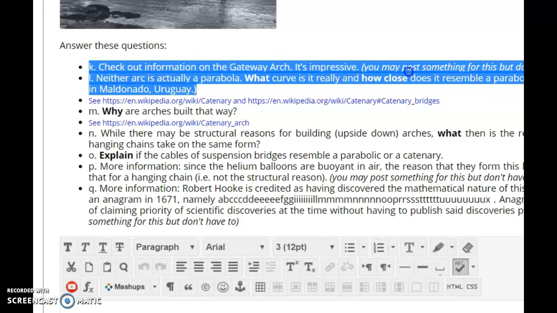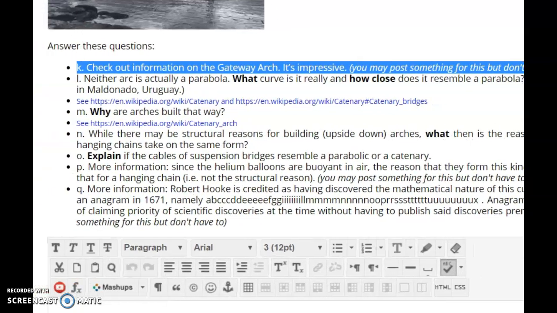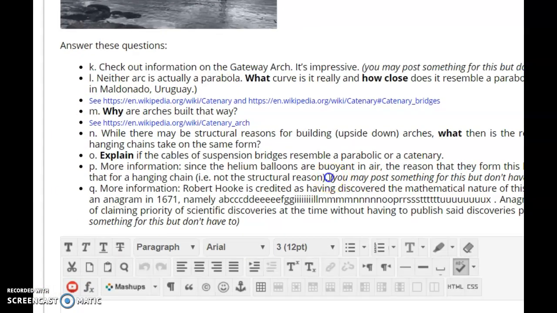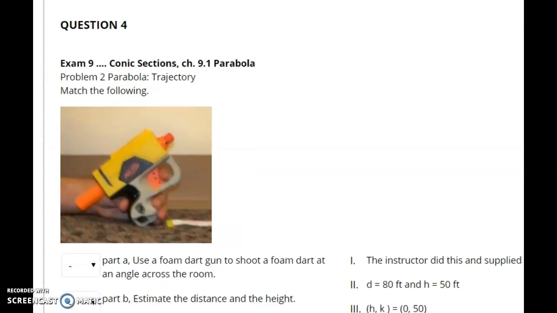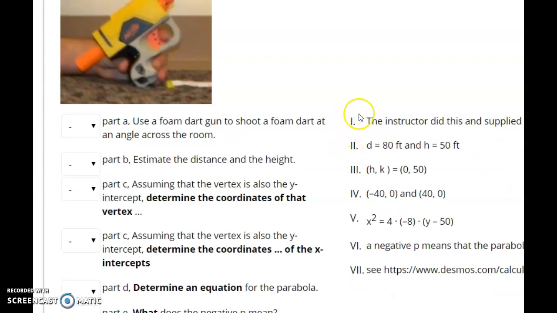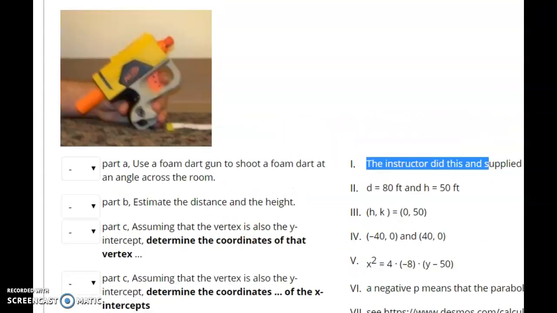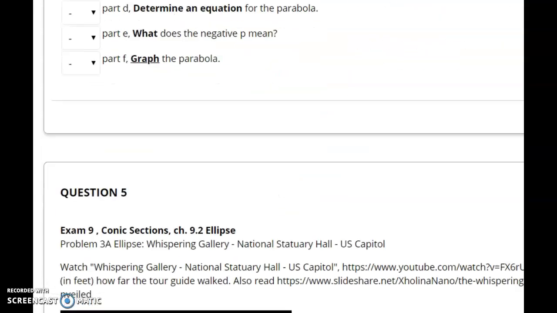Check out information on the gateway arch. It's impressive. But then it says here, you may post something for this, but you don't have to. And I did that a few times. Here's another one, or here's another one. All right, then you see this one here for the trajectory, and this means shooting a foam dart gun. Well, I already did that, which means the instructor did this and supplied the data, and it's all here. And again, remember that this one is basically in the correct order already.